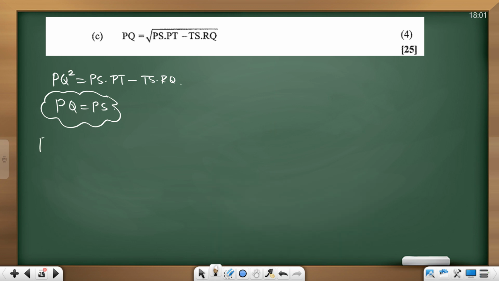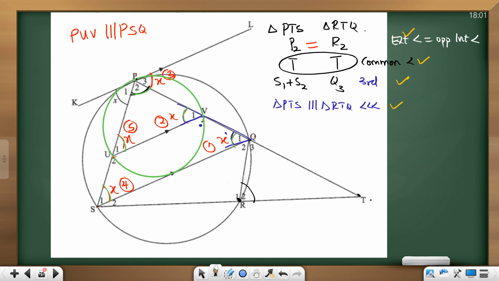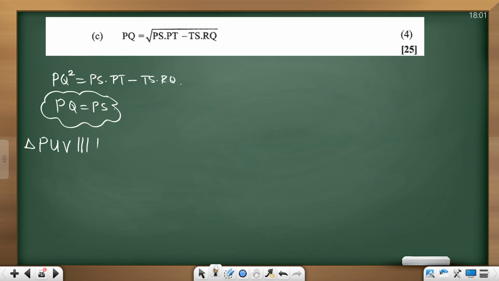The whole similarity thing again. PUV is similar to what? Do you remember what we wrote? PUV and PSQ. Okay, let's see. Can we write the ratio out here? What do we write? PU over PS equals to what? UV over SQ, which is equal to what? PV over what? PQ. Oh, this is looking very, very interesting.